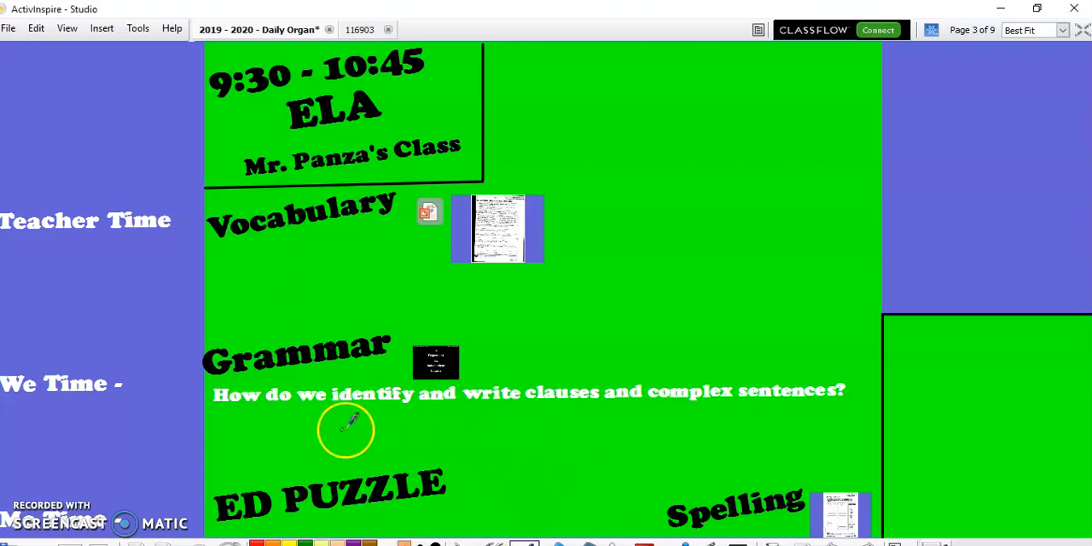It's Mr. Panza, focused on this question: How do we identify and write clauses, both independent and dependent clauses, in order to create a complete complex sentence? We've reviewed what this is. Now it's time to quiz. So let's take a look at a very brief review.